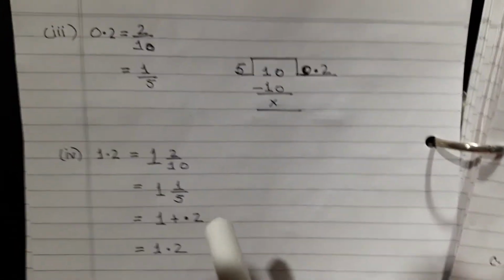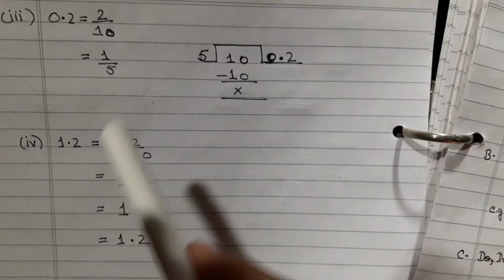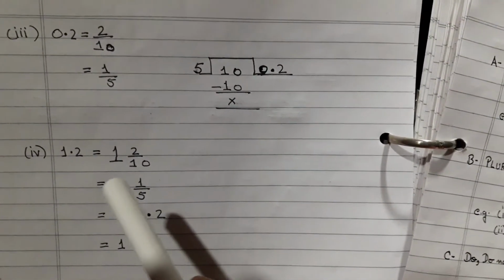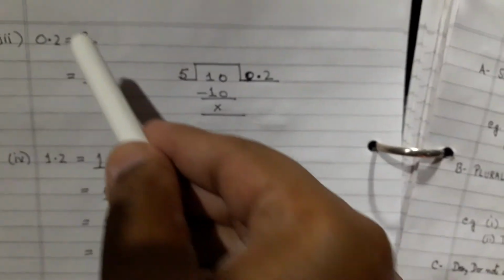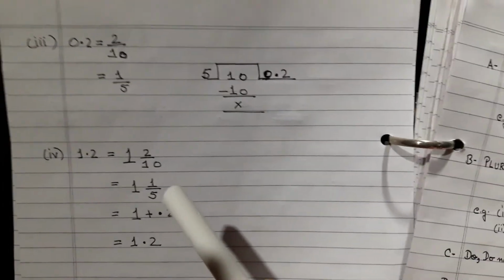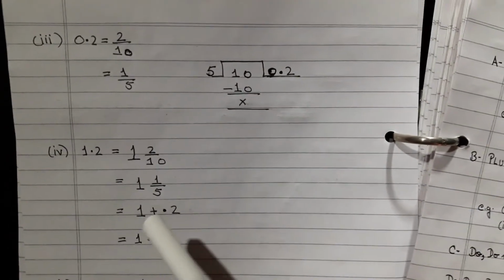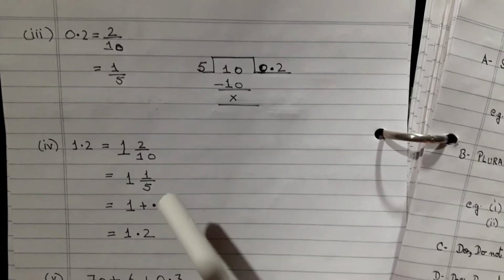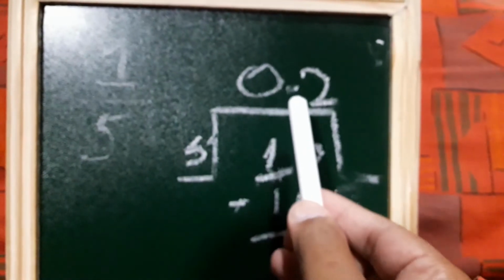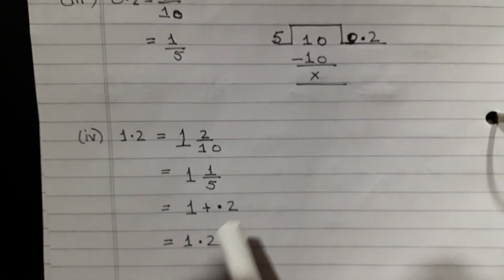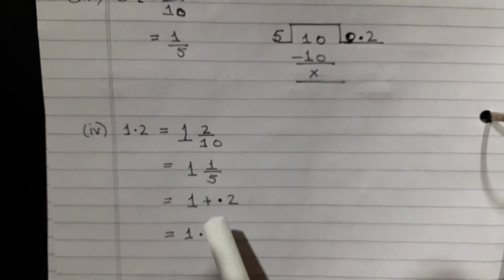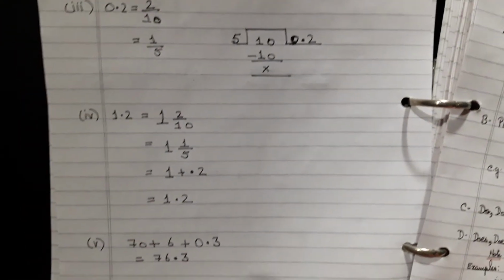Now 1.2, what does 1.2 mean? Like we did earlier, it will be 1 and 2 upon 10, or 1 and 1 upon 5, because 2 upon 10 we have already seen can become 1 over 5. So 1 plus 0.2 is 1.2. You saw the result of 1 by 5 was 0.2, so 1 plus 0.2 is 1.2. Understood? Yes.